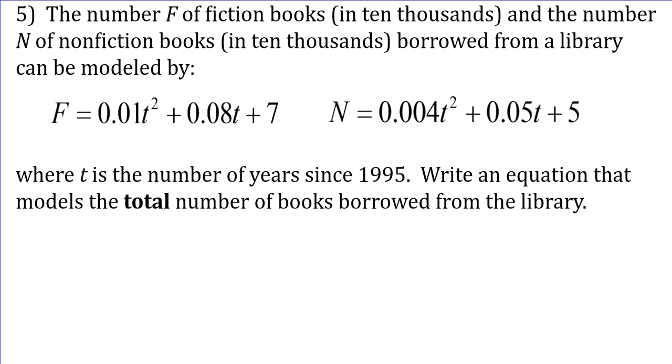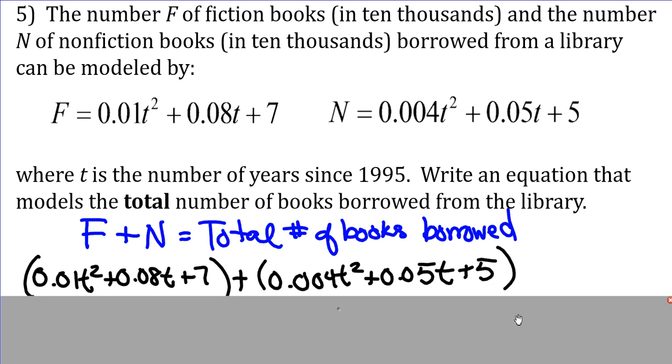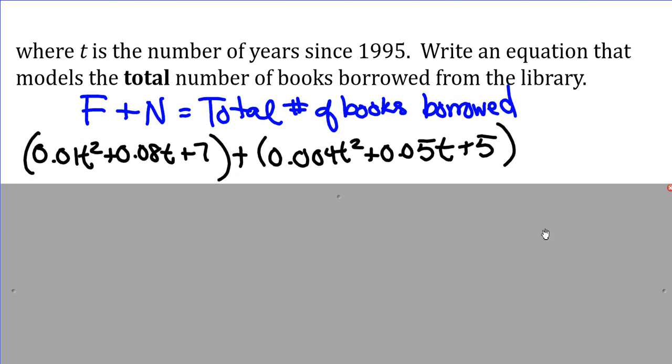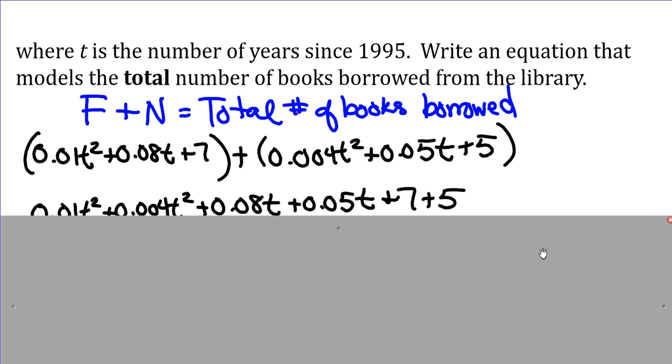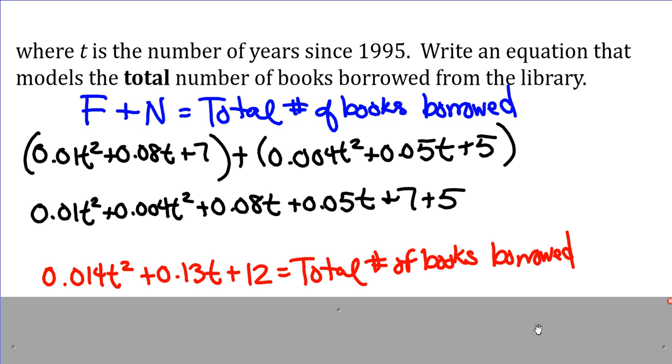Well, a library borrows all sorts of books, and this library was borrowing fiction books and nonfiction books. So the total would be represented by the sum of the two equations F and N. So if we add these two expressions together and try combining their like terms, that will tell us the total number of books. So if I reorganize my like terms, add them together, our total number of books borrowed would be modeled by 0.014t squared plus 0.13t plus 12.